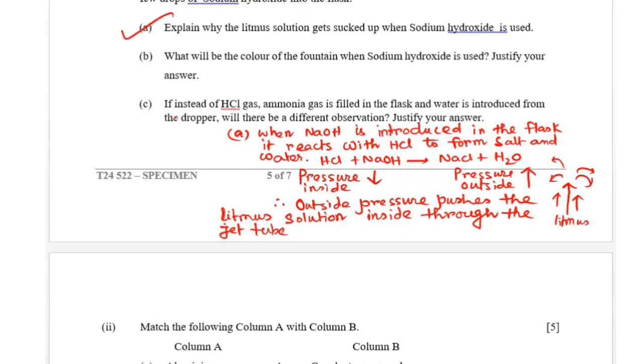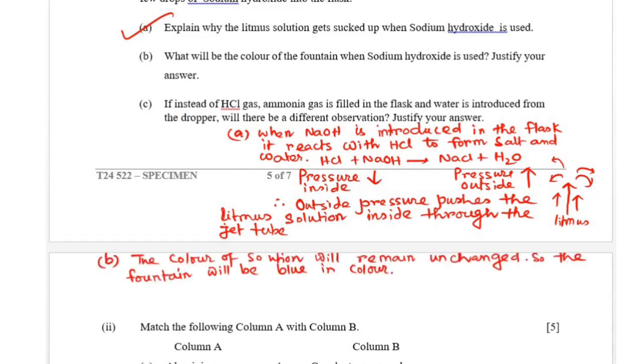Now, what will be the color of the fountain when sodium hydroxide is used? Justify your answer. Here, salt and water are both neutral products, so the color of the solution will remain unchanged. So the fountain will be blue in color. Okay. Question number B. What will be the color of the fountain? The fountain will be blue in color.